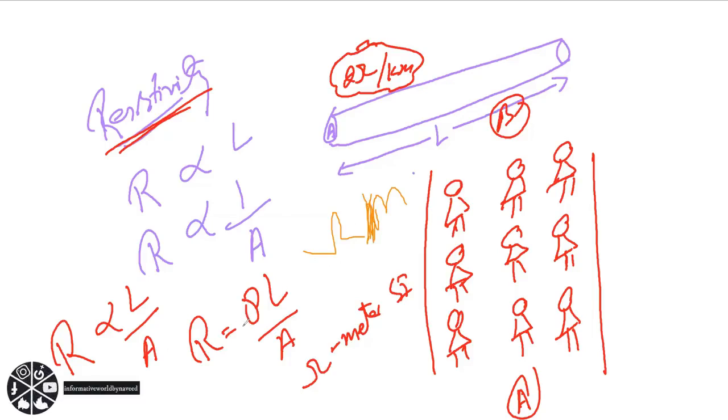Okay, now how will you find the resistivity? If you rearrange this equation, your resistivity will be equal to RA divided by L. Okay, so let's find the area.